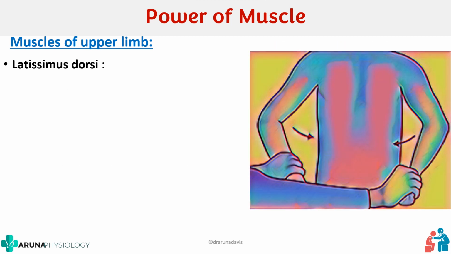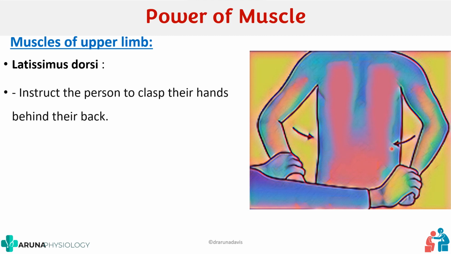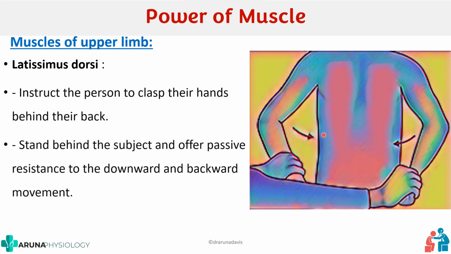Now the last muscle of this group is the latissimus dorsi. So to check for the latissimus dorsi, you can ask the subject to clasp their hands behind the back. Ask the subject to clasp the hands behind their back. And when they try to do that, you have to apply resistance in the downward and backward movement. Remember, in this case, the examiner will be standing behind the subject. Okay, so the patient is trying to clasp the hands while the examiner applies resistance in the downward and backward movement. Okay, so that will complete examination of power of the upper limb.